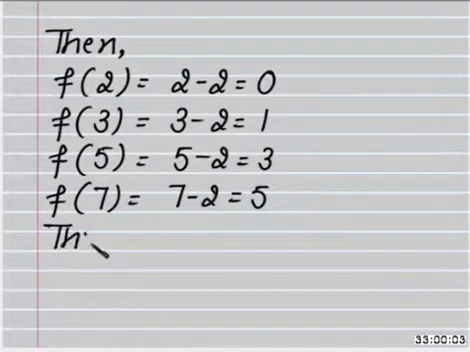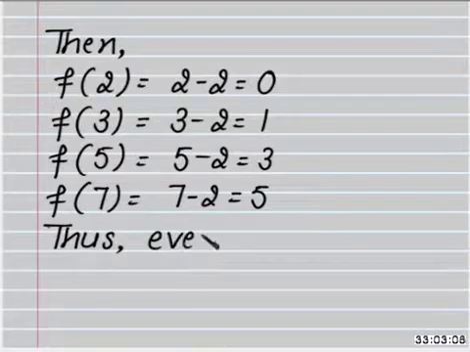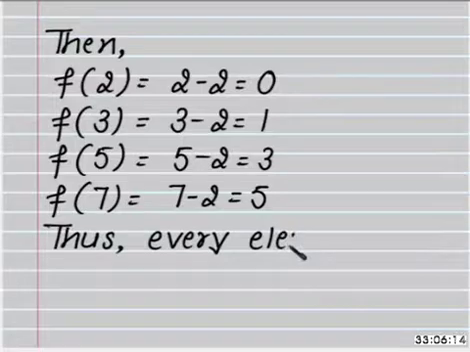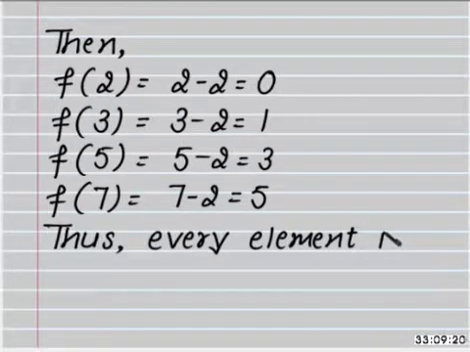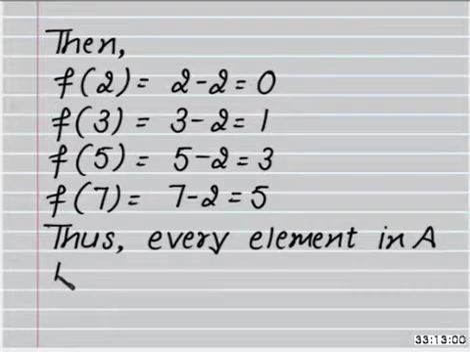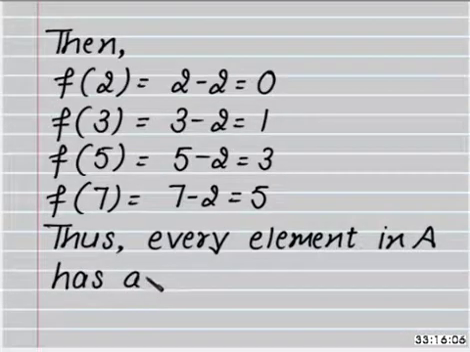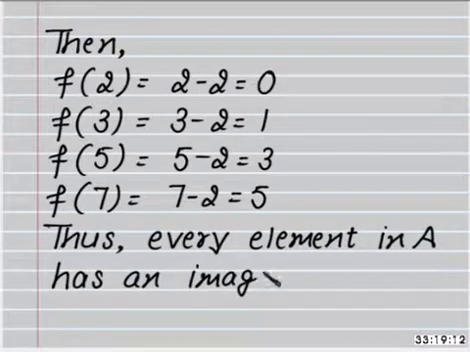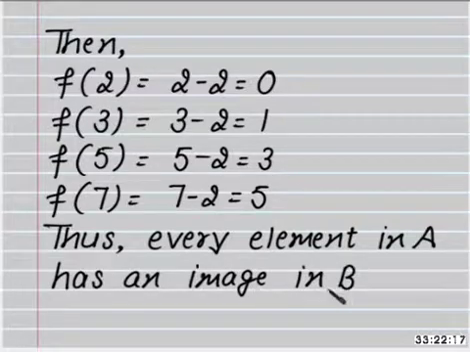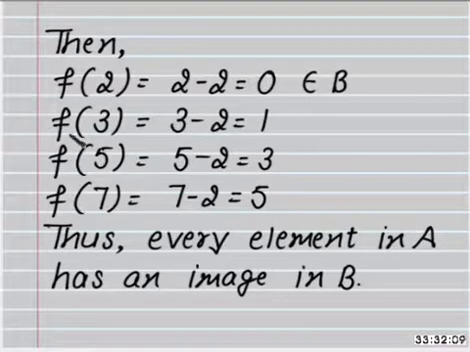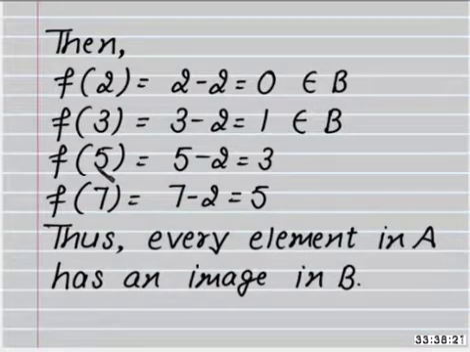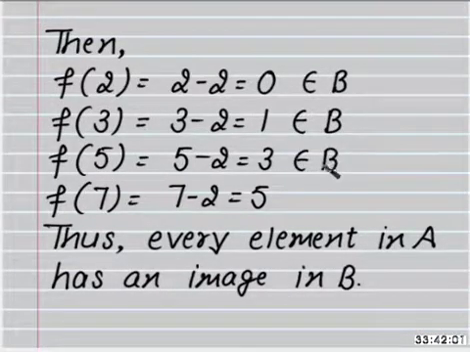Thus, every element in set A has an image in set B, that is, for 2 belonging to set A, 0 belongs to set B. For 3 belonging to set A, 1 belongs to set B. For 5 belonging to set A, 3 belongs to set B. And for 7 belonging to set A, 5 belongs to set B.